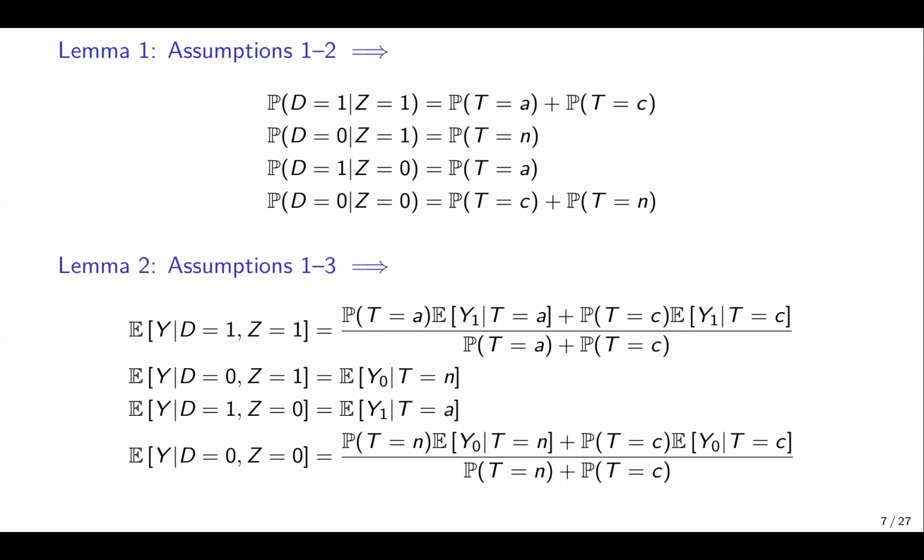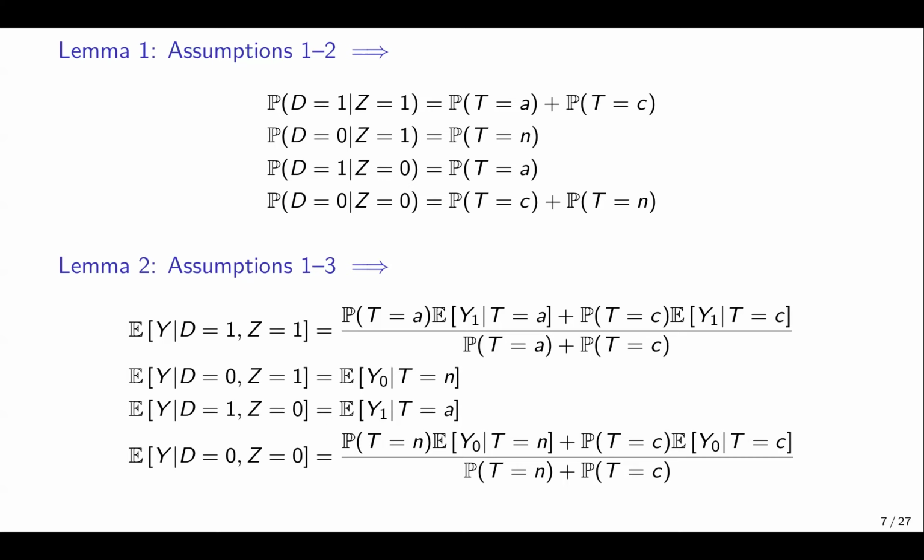There are no defiers. So if you think about it, given that there are no people who are going to do the opposite of what you tell them, then the only people who don't take the treatment when offered must be never takers. Similarly, the share of people who take the treatment when they are not offered, so the probability that D is 1, given that Z is 0, well, that's just got to equal the share of always takers. Why is that? Well, there are no defiers, so the only people who are going to take when they're not offered are always takers.